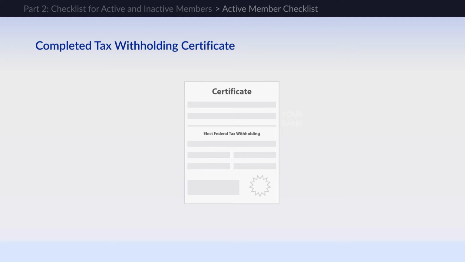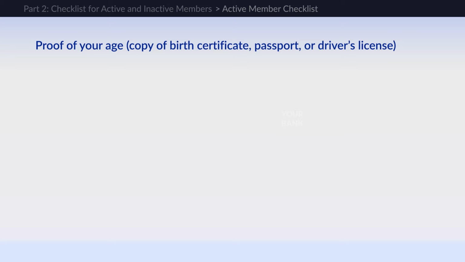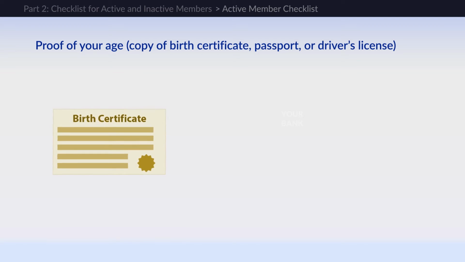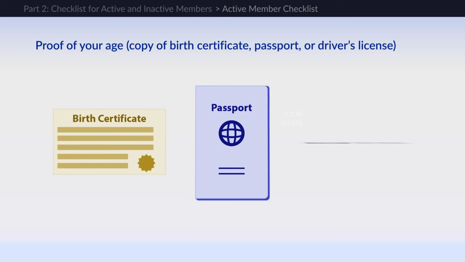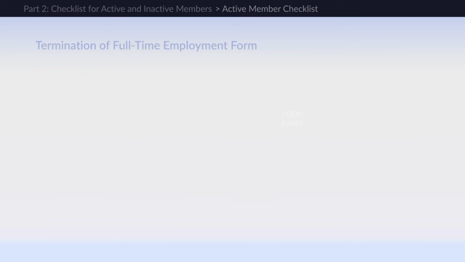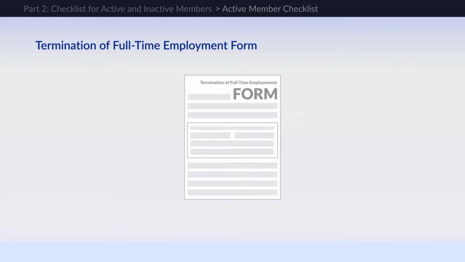A completed tax withholding certificate allows you to elect your federal tax withholding. State withholding requirements vary by state, so your pension counselor can discuss this with you in more detail. Provide proof of age, which can be any of the following: a copy of your birth certificate, passport, or driver's license.